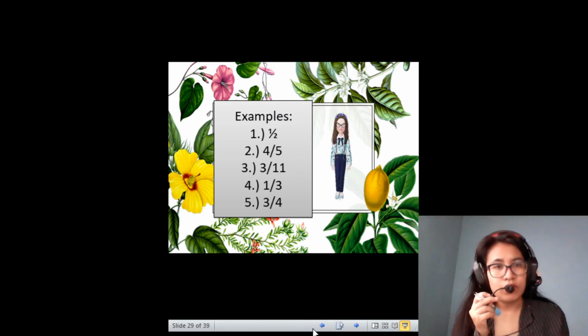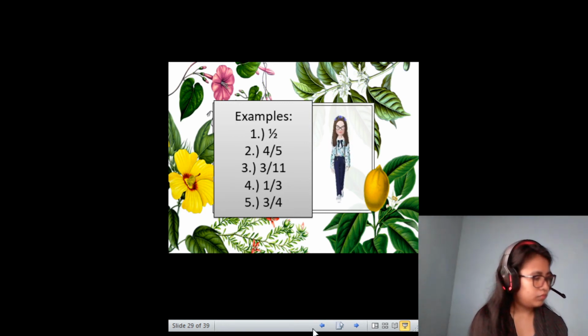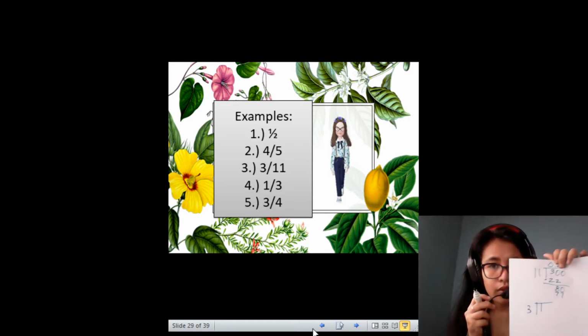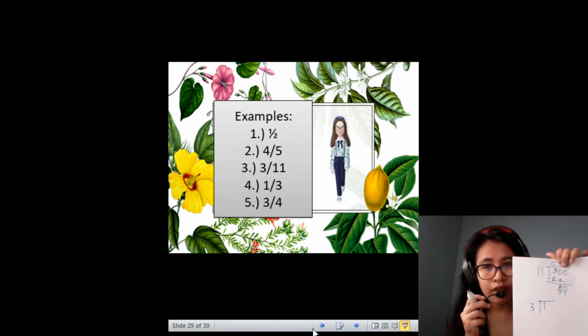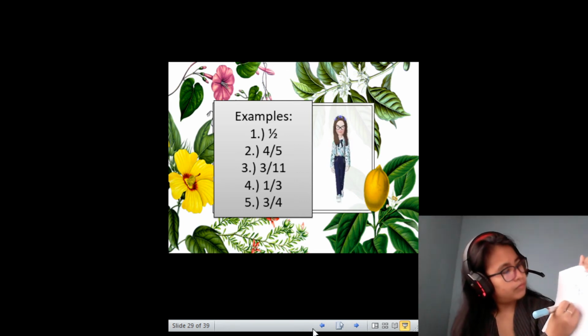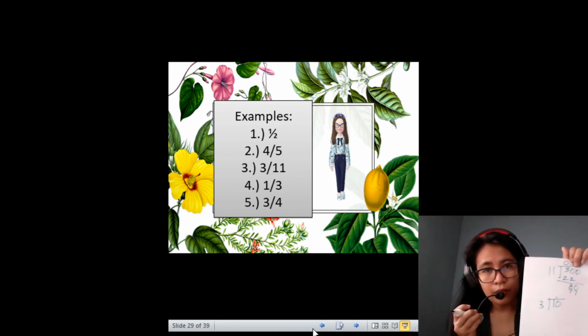Okay, next example is 1/3. Let us move to our next example, 1/3 or 1 divided by 3. Again, you need to add a point and a 0. So this time you have 10 divided by 3. Your answer will be 3.